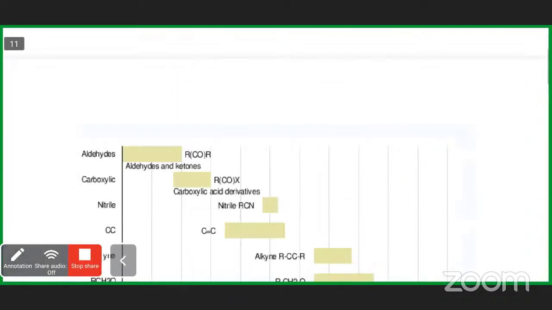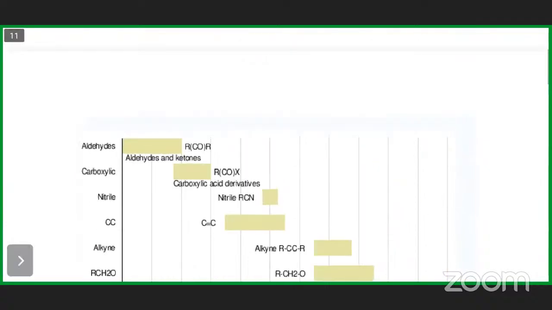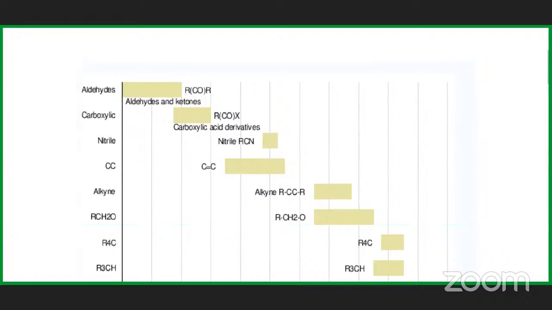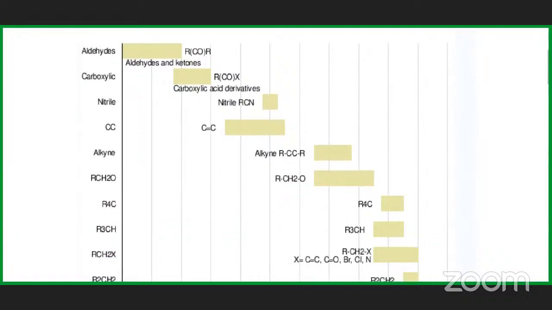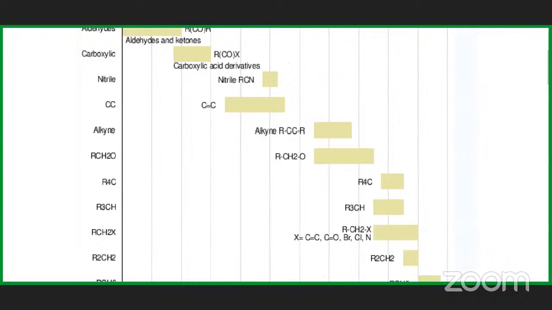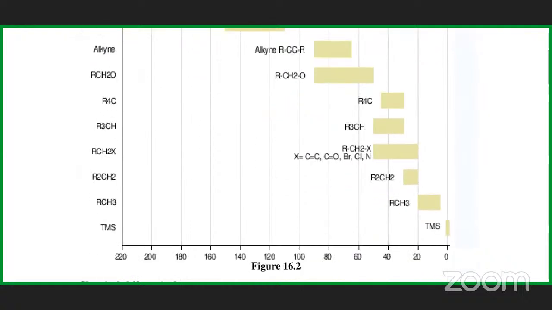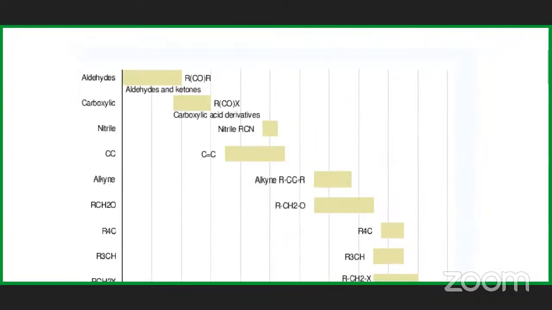And these are the ranges of various function groups here. If you see this flow chart, it gives the range of the groups where a particular group falls. If you see this, the aldehyde carbonyl is occupying the highest delta value here.